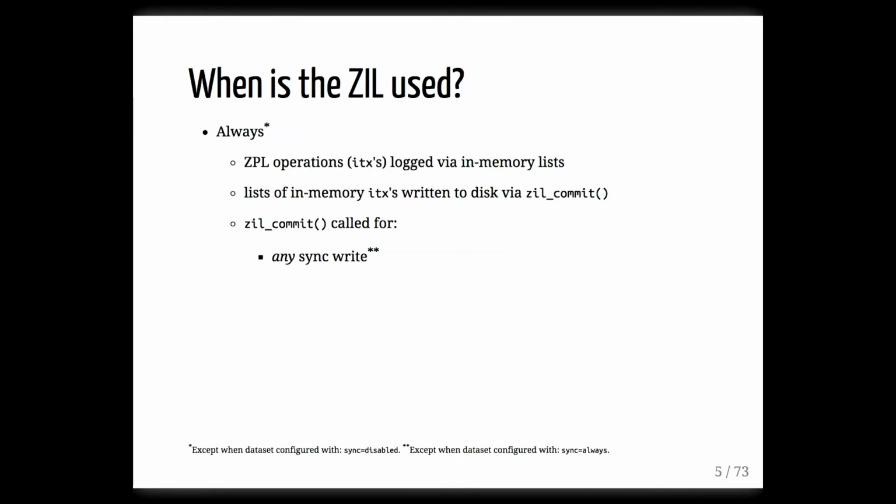The ZIL is almost always used. Whenever any of these logged operations occur, they're inserted into the ZIL's in-memory list of operations. These operations are often called ITXs, or intent log transactions. When the ZIL is called, the ITXs tracked by the in-memory ZIL are written to disk when ZIL commit is called. The caveat to all of this being, none of this occurs if the dataset is configured with sync equals disabled. If sync equals disabled, ITXs aren't tracked in memory, nor are they written to disk.